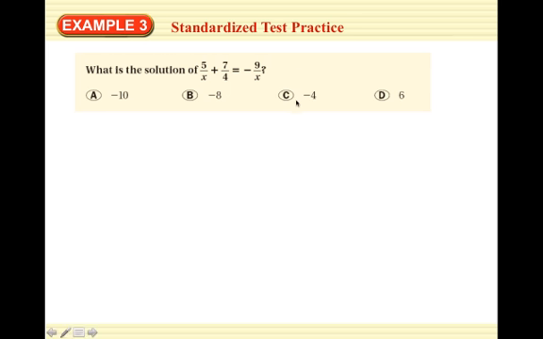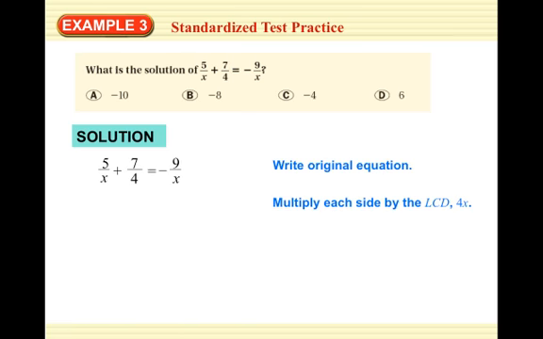All right, so what is the solution of 5 over x plus 7 over 4 equals negative 9 over x? Well, we don't just have one rational expression equals another. We've got the sum of two rational expressions equals another, so we can't cross multiply here. So we're going to determine what the least common denominator is.